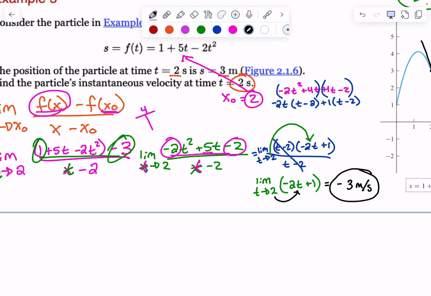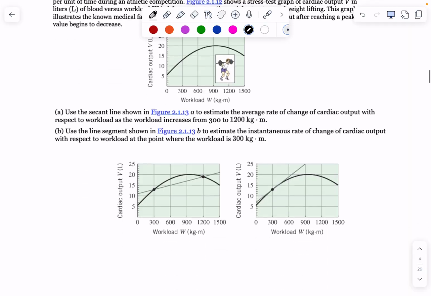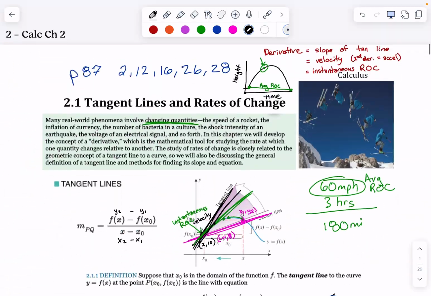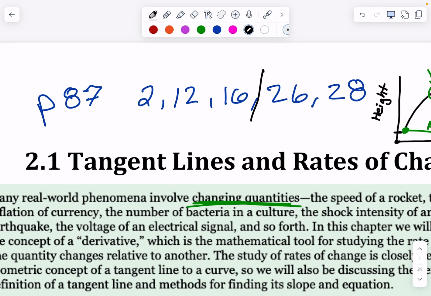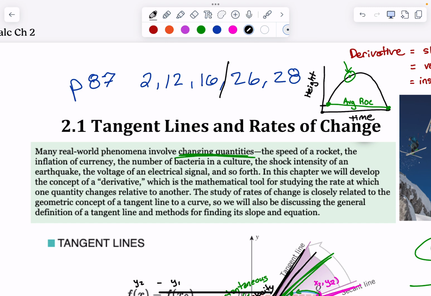Can we do homework? Got it? What's the homework? Okay, start the homework. You should be able to do maybe the first 3. There are five problems: 2, 12, 16, and then 26, 28 we'll do maybe tomorrow. But try 2, 12, 16.